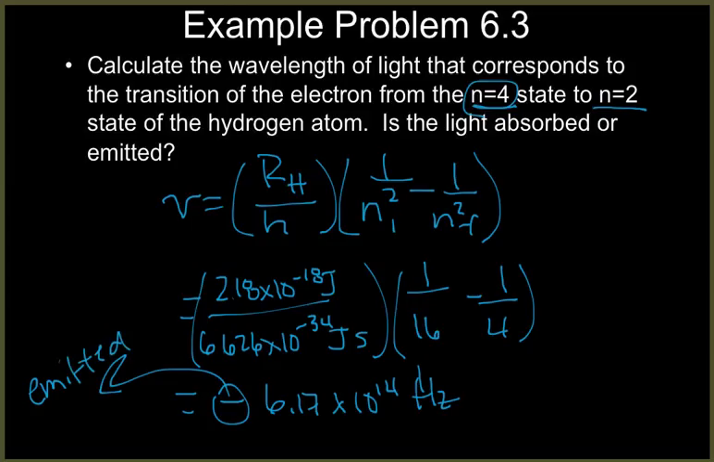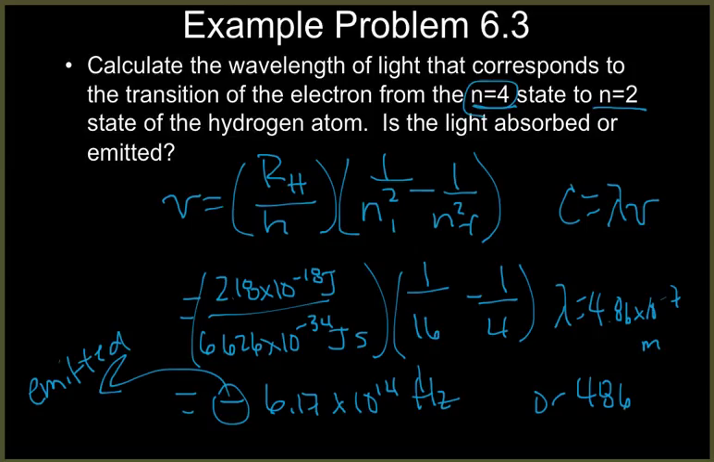Light was given off. Okay, after I have a frequency, then I can use my c equals lambda nu to solve for wavelength. So my wavelength ends up being 4.86 times 10 to the negative 7 meters. Or if you wanted to put it into nanometers, you could, which is about 486 nanometers. And you probably know now from doing the activity, you could probably estimate what color that line is, what color you would see for this particular transition.